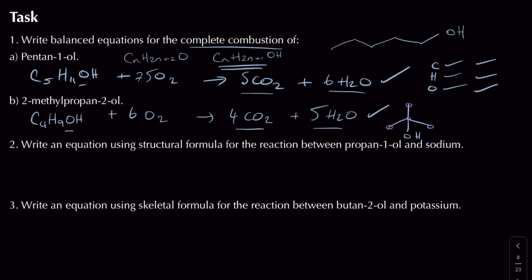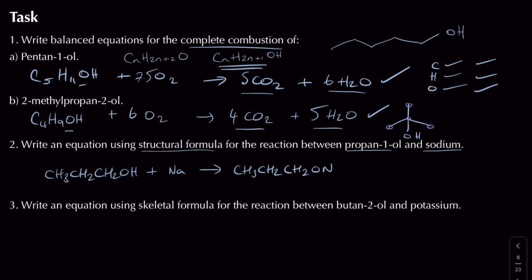Look at the next question. Using structural formula, we need to write an equation for the reaction between propan-1-ol and sodium. Well, propan-1-ol is going to look like this, where we've got CH3, CH2, and then CH2OH. That will react with sodium. We end up producing CH3CH2CH2ONa, and then we end up with hydrogen gas. But remember to balance this, you can just put a 0.5 there, or you can double everything else. There's that equation done. The observations are that you see fizzing and the solid dissolves.